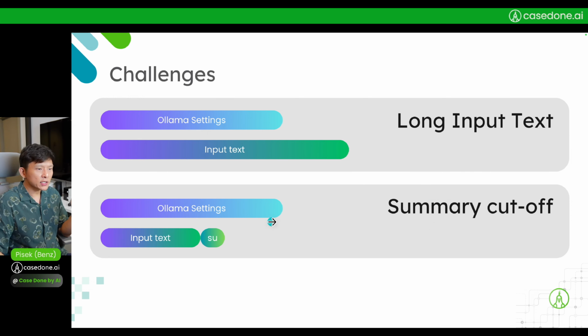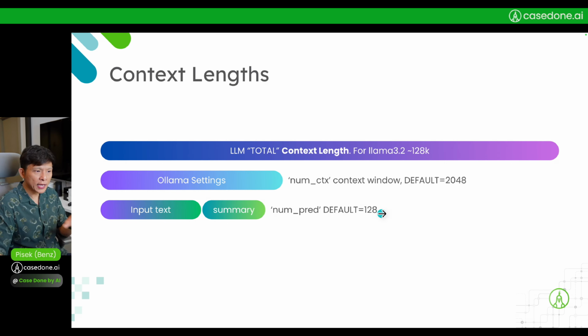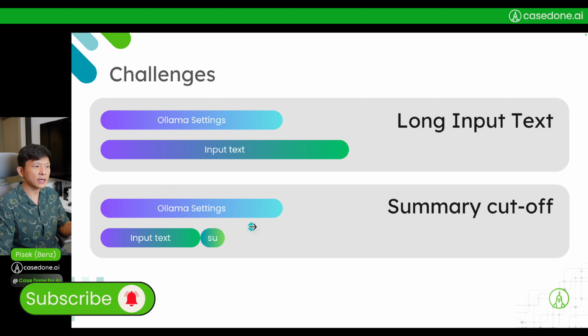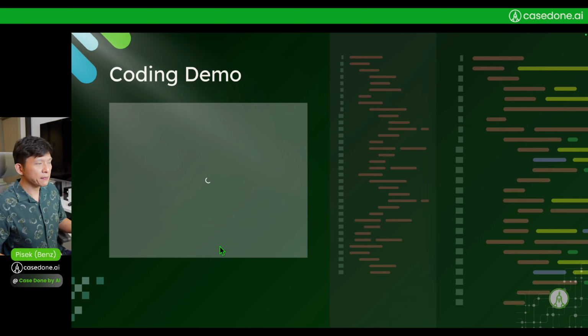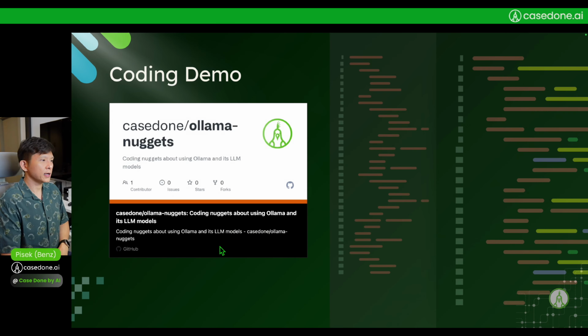On the other hand, if you don't set num predict properly, then your summary gets cut off. Let's say you want the model to summarize the input text in detail, and detail can mean 300 tokens in the summary, but you don't know that and you cap yourself to 128, then your summary is going to get chopped, right? Summary cutoff is a problem when you don't set num predict properly. So let me show you this problem in a coding demo.